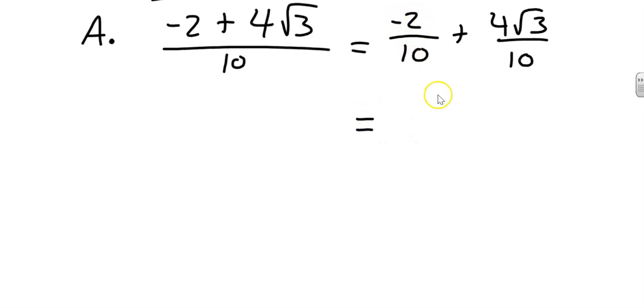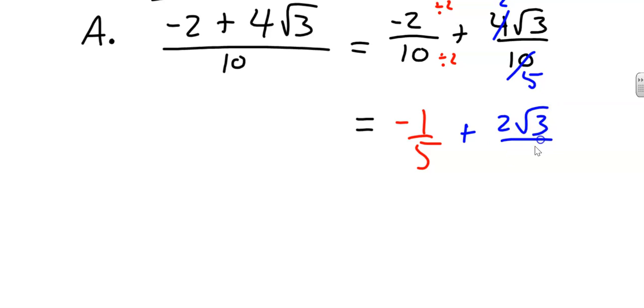If you've got negative 2 over 10, you can divide these both by 2. Make it negative 1/5. And on the last one, if you have 4 divided by 10, same thing here. You can divide these both by 2. To make it 2/5. So it'll be negative 1/5 and then plus 2 square root of 3 over 5.